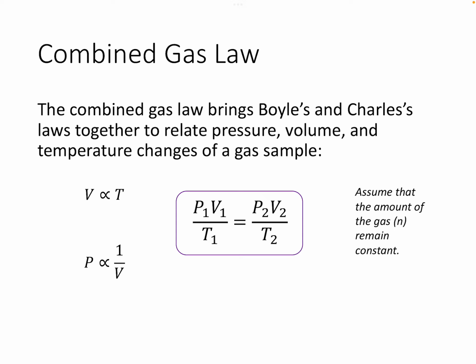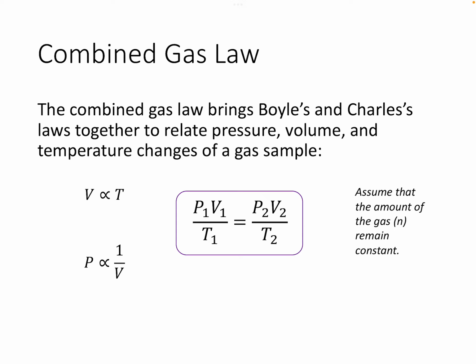So this is going to combine Boyle's law and Charles's law together to relate pressure, volume, and temperature to each other. Previously we learned that volume is proportional to temperature. So if the temperature of a gas increases, so does the volume, and if the temperature decreases, the volume decreases as well. And we also learned that pressure is inversely proportional to volume. So if the pressure of a gas decreases, the volume increases, and vice versa.